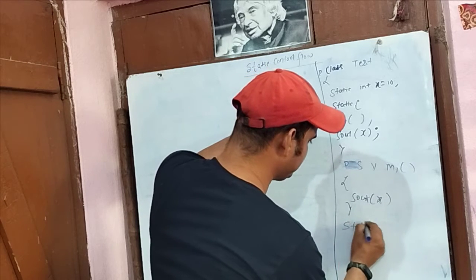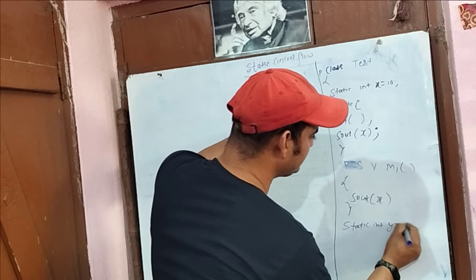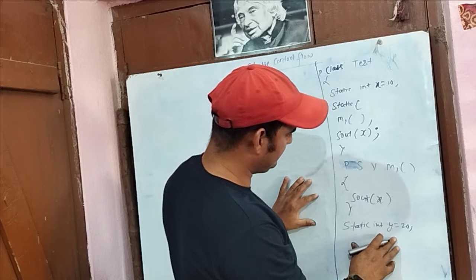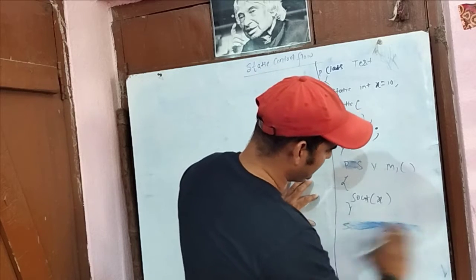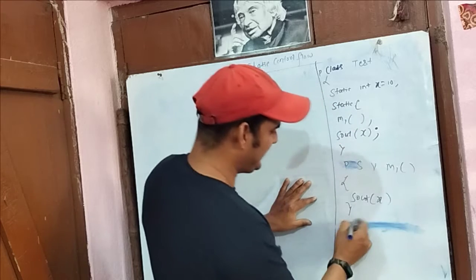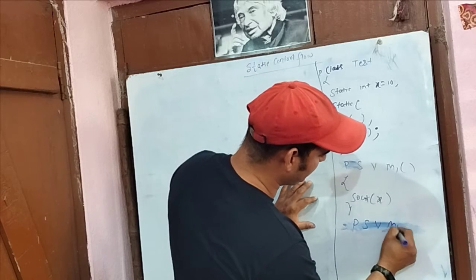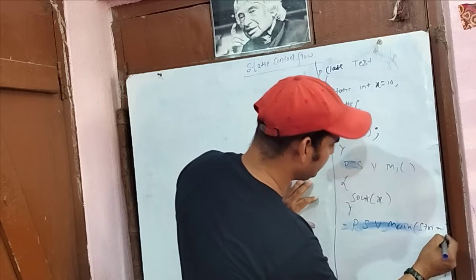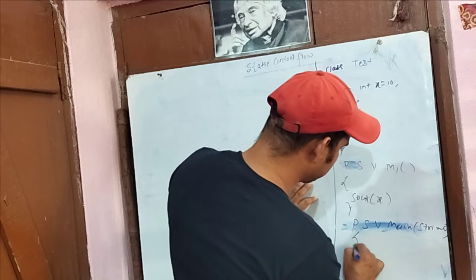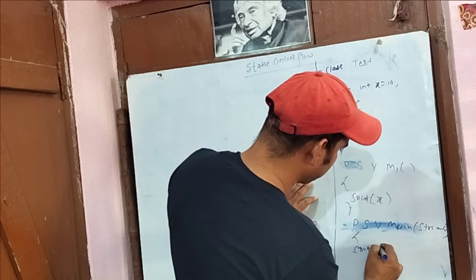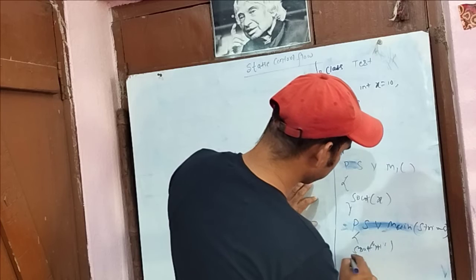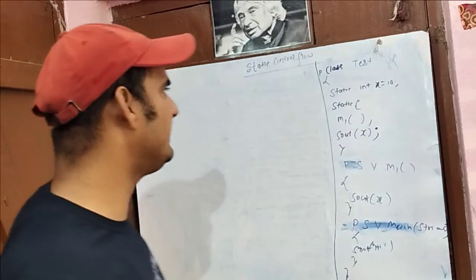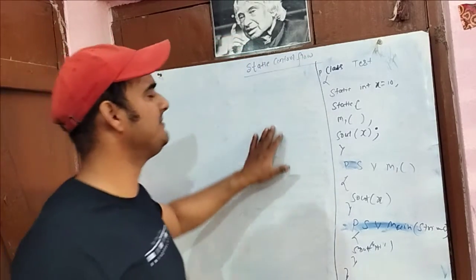So let's suppose I have taken a static int y = 20. Let's make it smaller so I will not confuse you. Let's suppose we directly have public static void main, with String args, whatever it is, and here I write System.out.println of hi. This is the end of main, and this is the end of the class. So this is the simple class, and I am going to discuss static control flow with the help of this example.